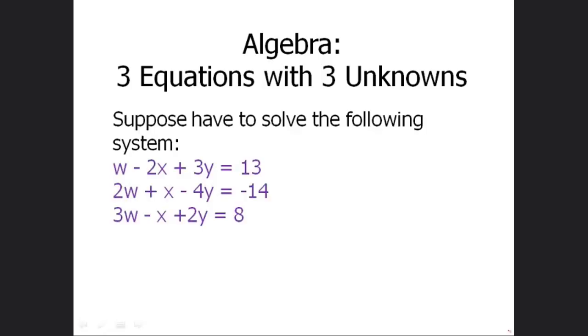So, suppose we have this particular system. We have 3 equations and 3 unknowns. Now, of course, I haven't given a question here, but let's just assume that for whatever reason, we need to solve for the individual values of all 3 variables. Well, a few thoughts first of all.